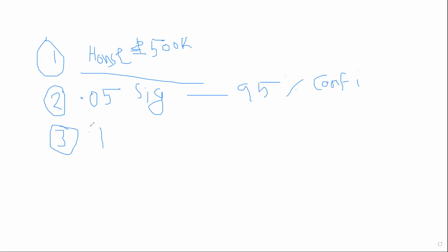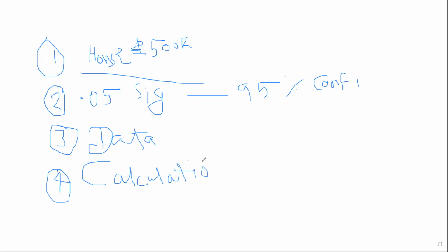Third step, how can we check? We need to have data. Fourth thing, we need to do calculation, to test and calculate the statistic. Fifth is we need to make a decision. And sixth step is to take action based on the decision: who is correct, who is not correct. So these are the major steps.